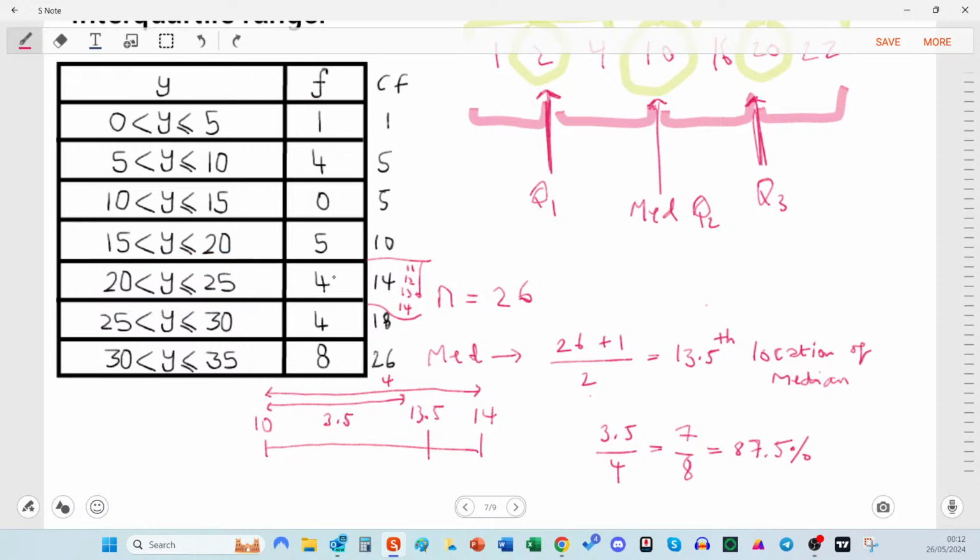Okay, so that's how far it's gone into that particular section, which is called the 20 to 25 section, but this is in terms of frequency. Now, that's how far it went in on the frequency. We want to know now what the value of y is, so we can estimate the median. Looking at this, 20 to 25, we can put this in directly opposite, because that section is represented by 4 people, if they're evenly spaced.